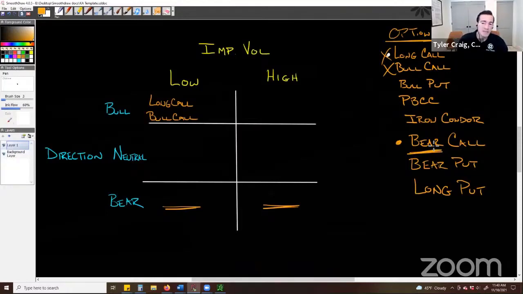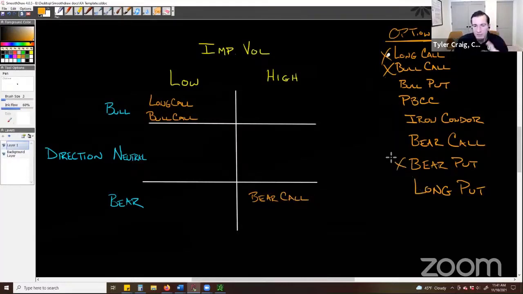You get paid money when you enter a bear call. You're selling a call vertical spread. So do you want to get paid a lot of money, or do you want to get paid a little bit of money? I want to get paid a lot. I want options to be expensive. So the bear call is bearish, and you'd like to have higher IV, right? So it's going to go right here. Bear call. Okay, that one's done.